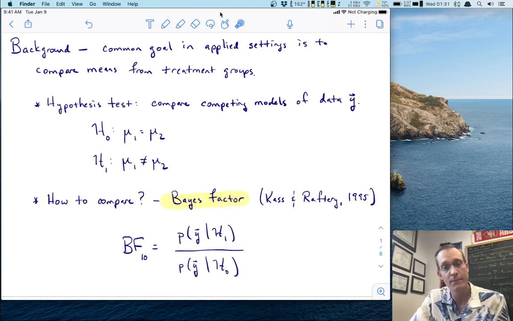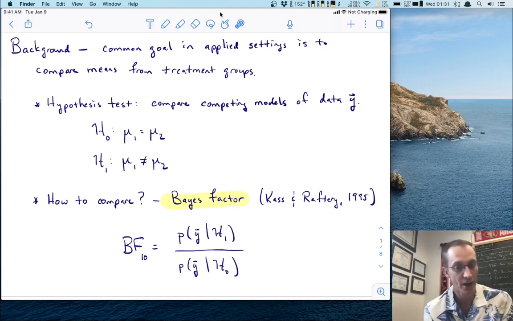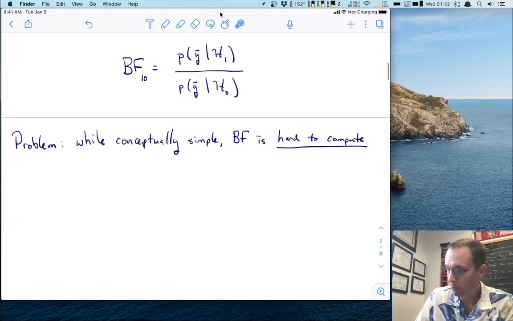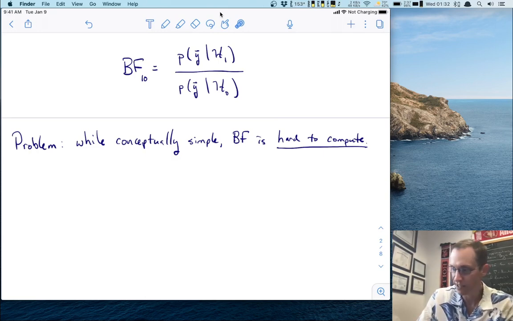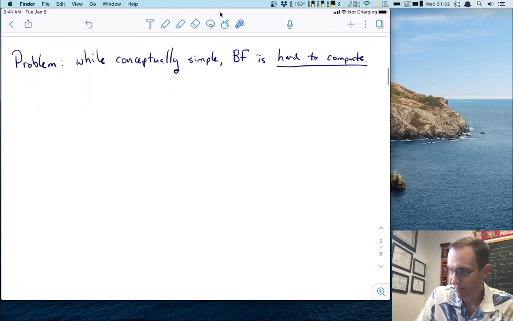So in words, what this Bayes factor is, it's the probability of observing the data under one hypothesis compared to the probability of observing that data under the other. It's a measure of relative model adequacy. Now, of course, there's a problem with Bayes factors, and that is while they are conceptually simple, just a little bit of work and we can describe Bayes factors all day long, actually computing the Bayes factors is really difficult. And I want to walk you through why that's the case.